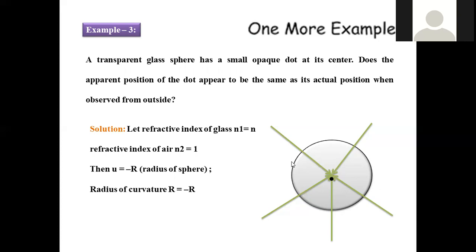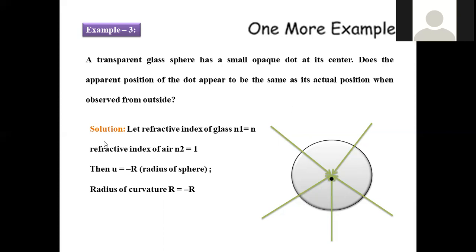When we are seeing from the outside, being a transparent one, is it looking at the same distance? If you are seeing from the right side, left side, top side, or bottom side, in different directions, you are going to observe the dot at the center of this transparent glass sphere, right? So what will be the change in position, or is any change in position possible or not possible?